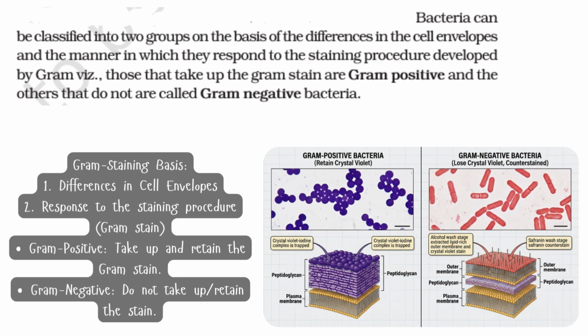How do we classify bacteria based on this envelope? Christian Gram developed a staining method that splits bacteria into two groups. This classification is based on two factors: differences in their cell envelopes and their response to the Gram stain. Those that take up and retain the stain are Gram-positive, and those that do not are Gram-negative. Note both criteria for your statement-based questions.